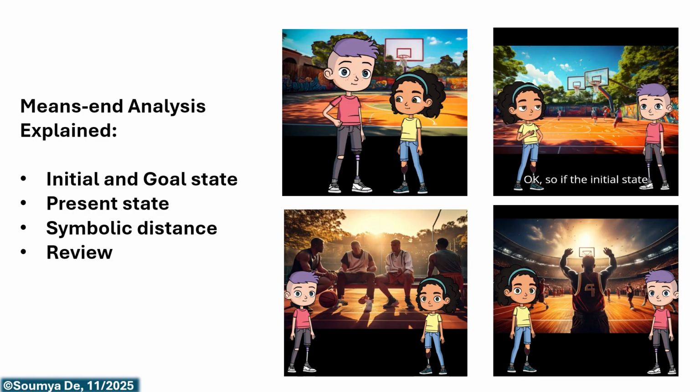Okay, so if the initial state is the start of the game and the goal state is winning, what exactly is the present state? Great question. The present state is where we are right now in the game. It shows our current progress and helps us decide what to do next. So if our team is a bit behind, knowing our present state tells us we need to adjust our plays to get closer to our goal state? Exactly. It's like taking a quick look at the scoreboard to see how far we've come and what steps we need to take.